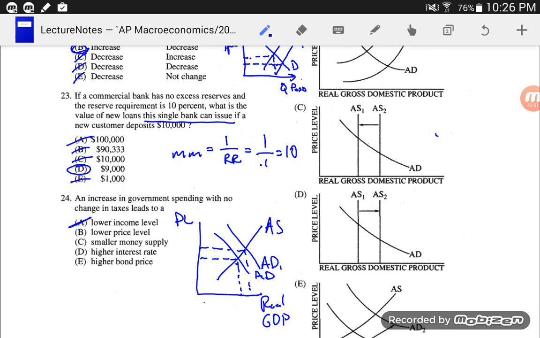It's not a lower price level. We just saw it actually had an increase in our price level. It's not going to really affect the money supply. Government spending doesn't affect the money supply. So I guess the question is, are we going to have a higher interest rate, or are we going to have higher bond prices? At least we've narrowed it down to a 50-50 here, but that's kind of a tricky one.